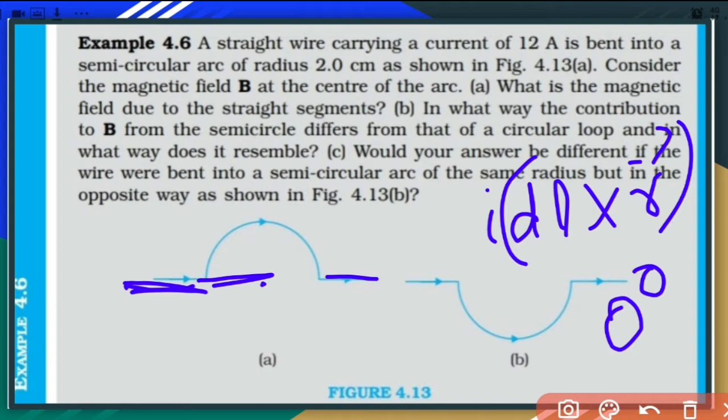So when we apply this Biot-Savart law, I dl cross r is I dl sine 0. Sine 0 is 0, so that magnetic field B becomes 0. So the contribution by the straight portion at the center of the circular loop will be equal to 0.